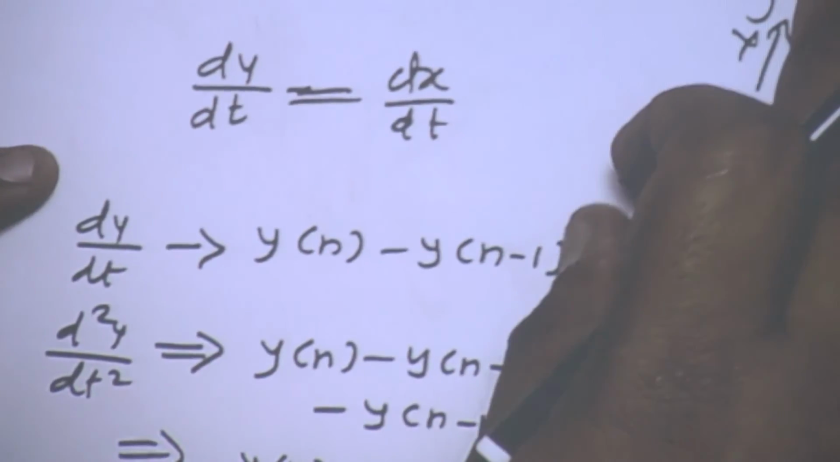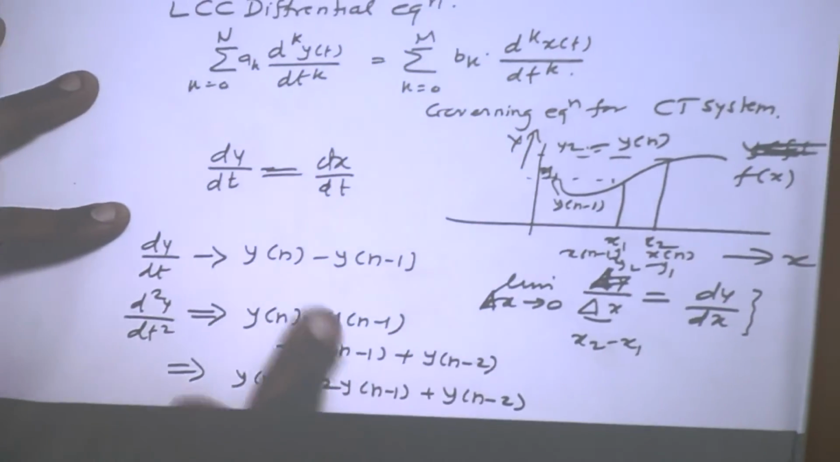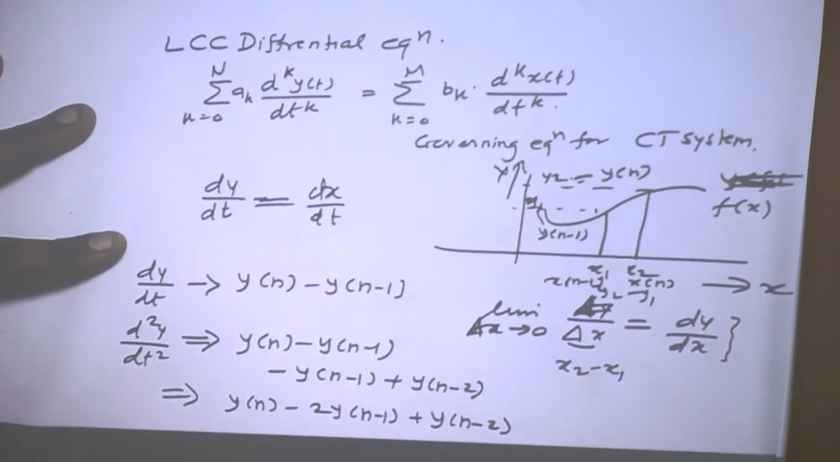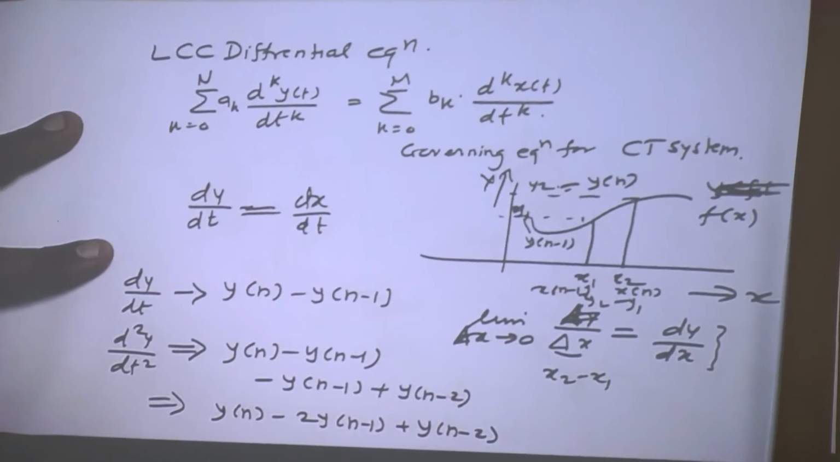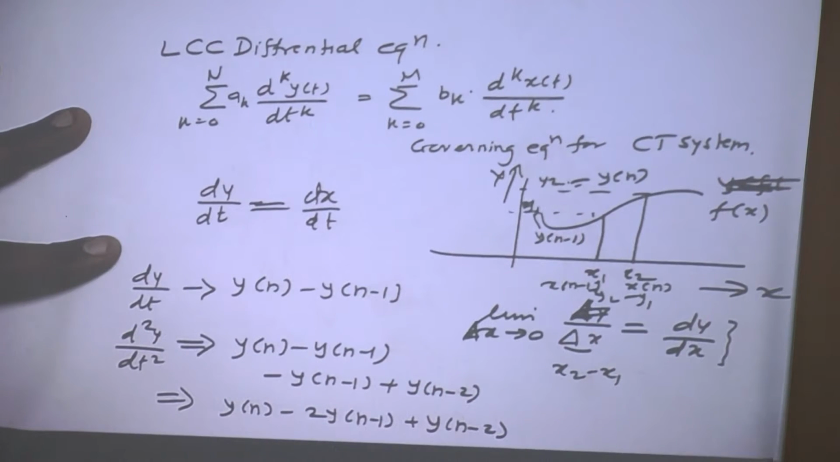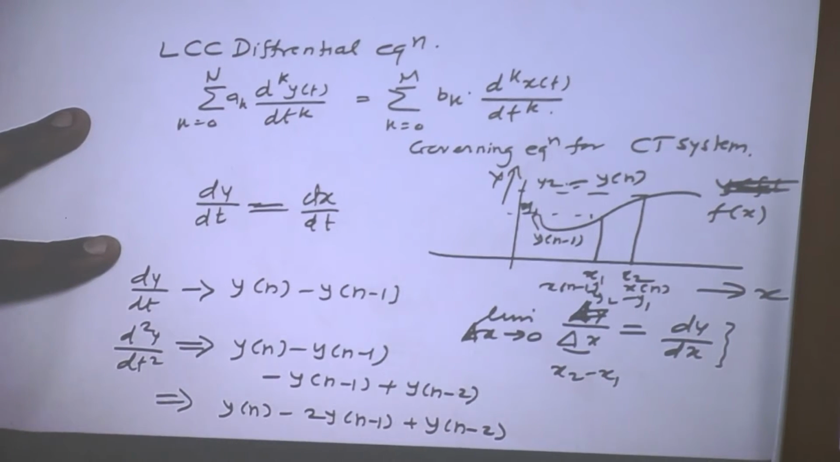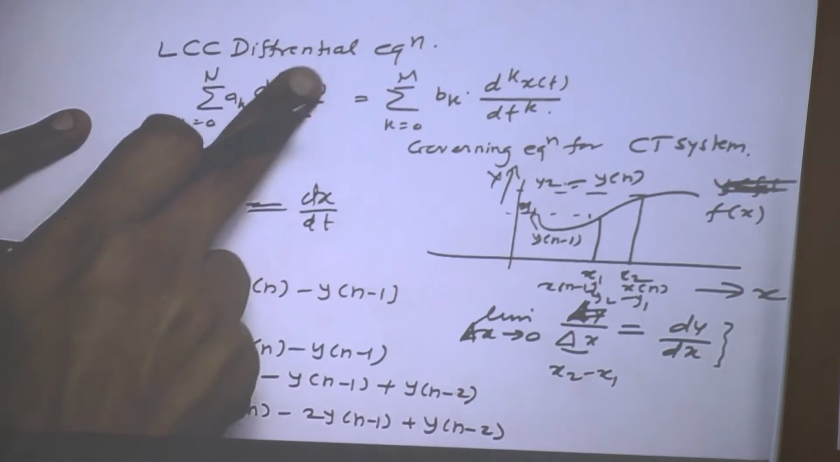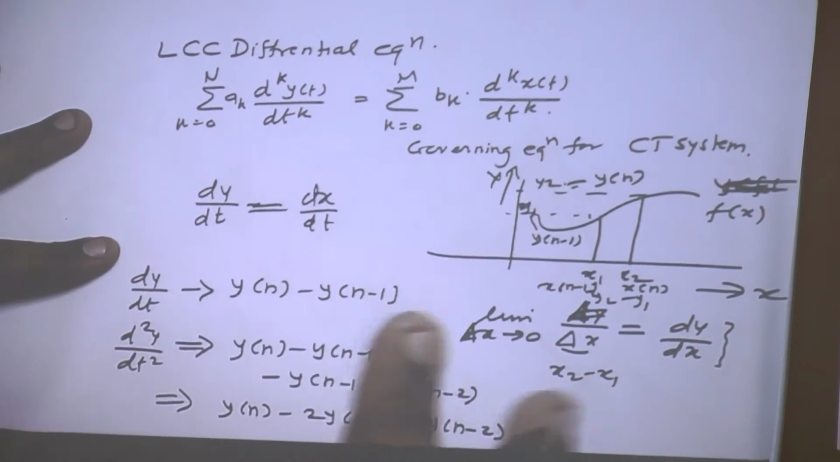So all these differentials can be written in the form of differences, and it becomes a difference equation. A governing equation becomes a difference equation. That equation is called a linear constant coefficient difference equation. What will be the form of it?